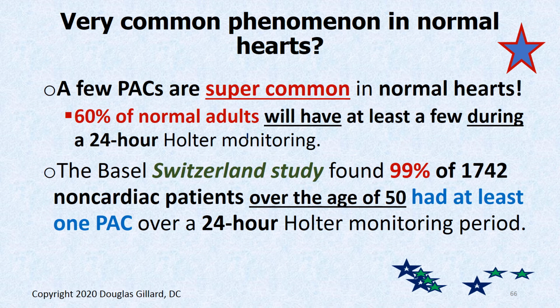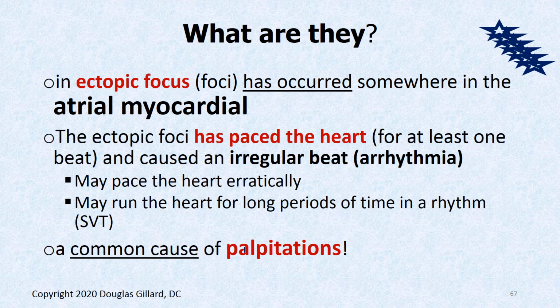60% of adults will have at least a few of these during a 24-hour monitoring. You can stick a little portable EKG on your heart and watch it for 24 hours. Over half of you are going to have one, even at your age. And if you're older, 99% of people over the age of 50 had at least one in 24 hours. So they're incredibly normal. What are they? They're an ectopic foci that occurs in the atrial myocardium.